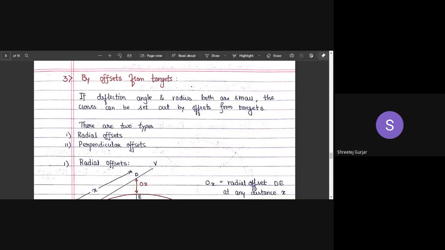Simple curves. We have studied this topic called setting out of curves by using offsets from tangent. I hope you recall this, wherein we set our curve using offsets which are drawn from tangent. We learned how to derive the offset length. We have two methods under that: radial offsets and perpendicular offsets.